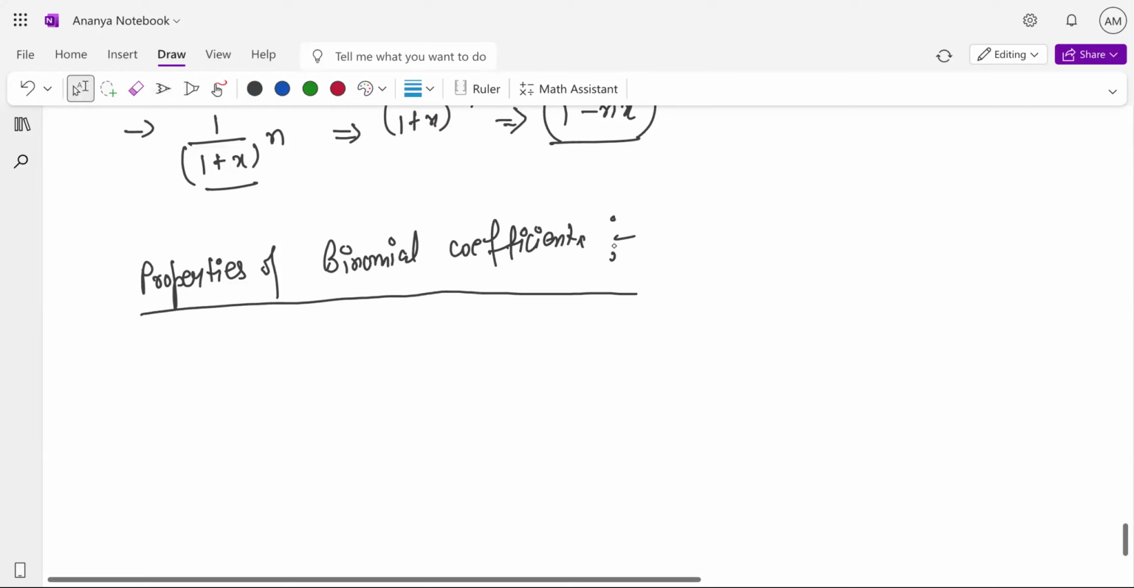Okay. So some property you can call. First property: C0 + C1 + C2 + ... where you can go up to Cn. Is it?